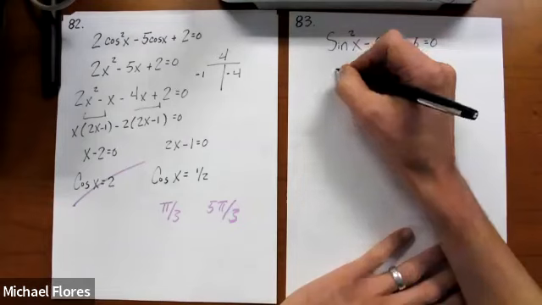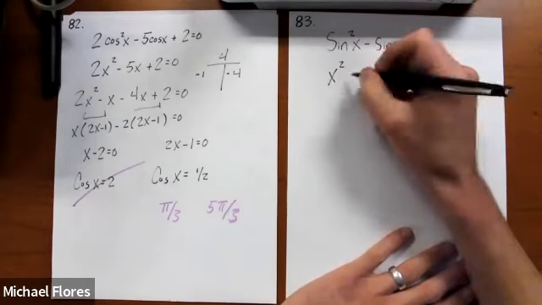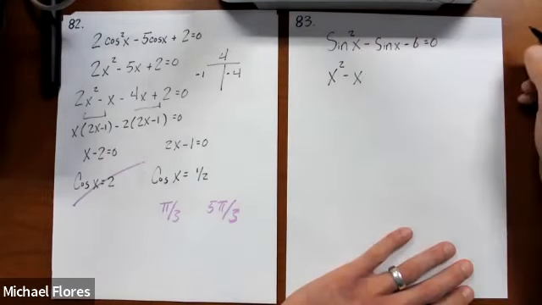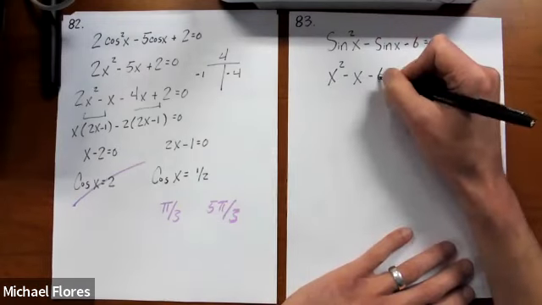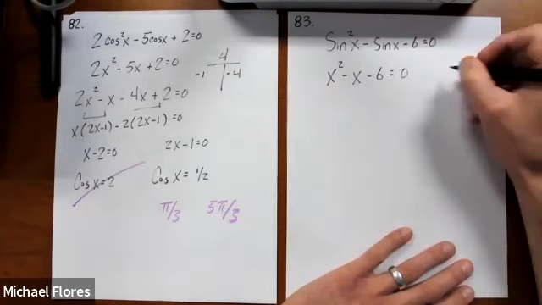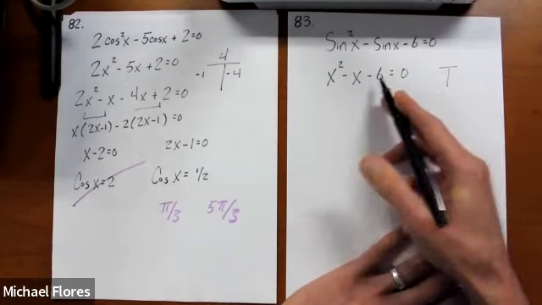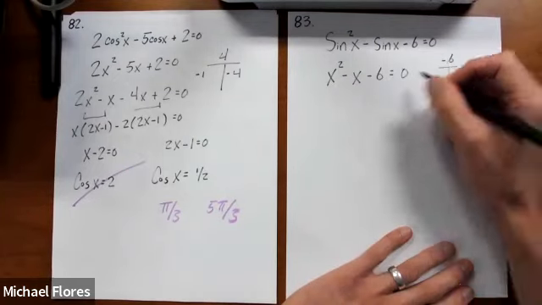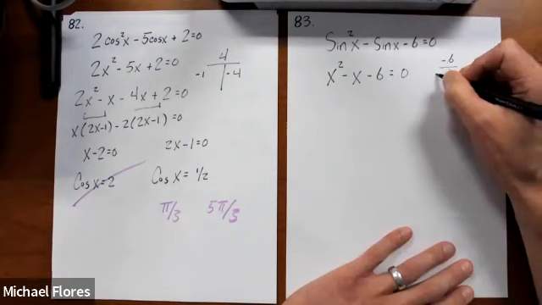Okay, we want to solve this one in a similar fashion as this trinomial here. We need the factors of 1 times -6 that subtract to get -1.